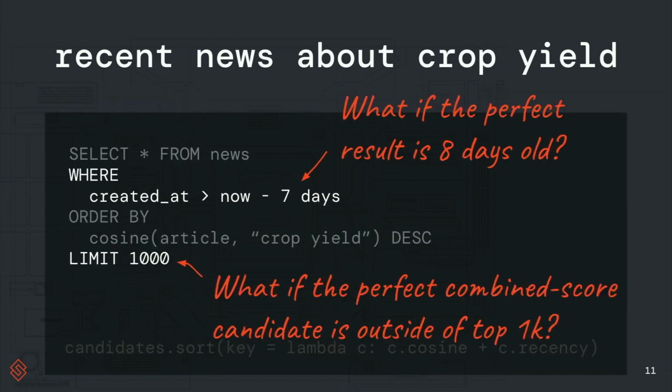Well, what's the problem with that? First of all, the filter: if a piece of news is 8 days old, you'll drop it, so you'll completely lose a bunch of your index. And if the result that maximizes the blended score is not in the first 1,000 candidates by the cosine similarity ordering, you'll also miss it, and it will not show up in the results. So this kind of two-stage process is super limited.